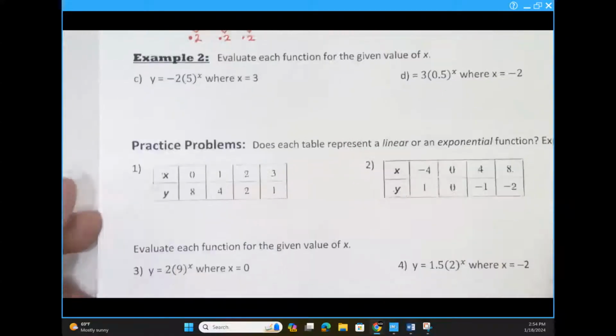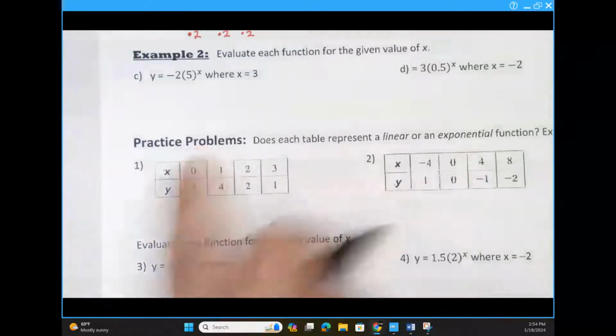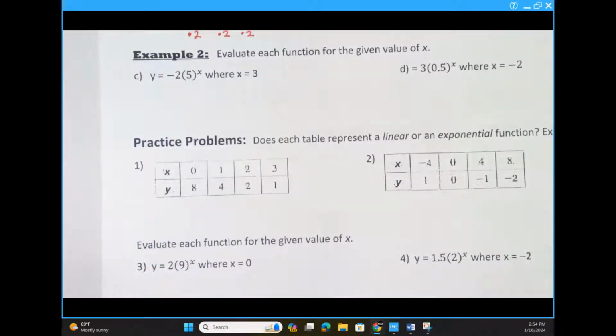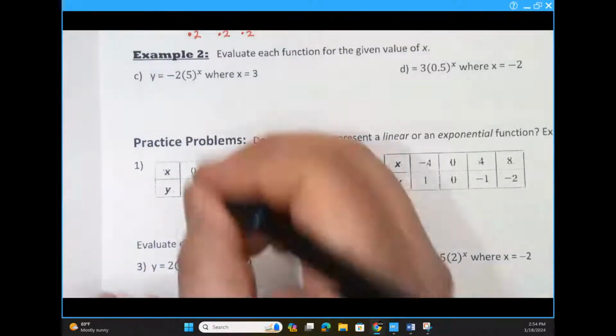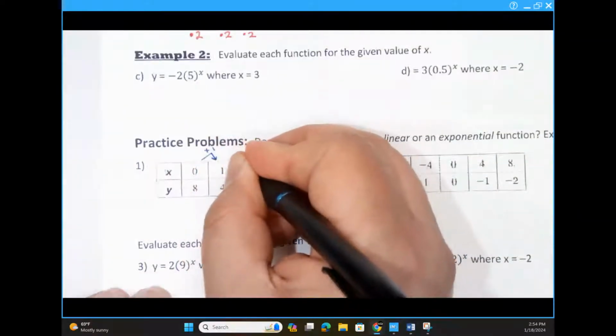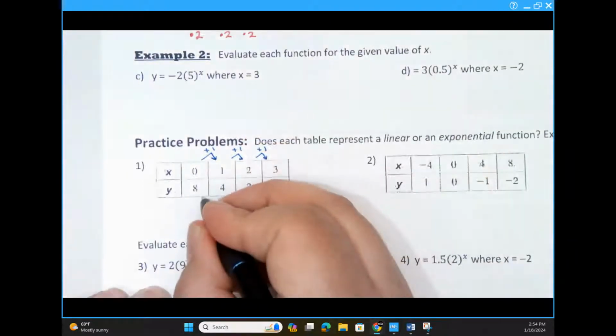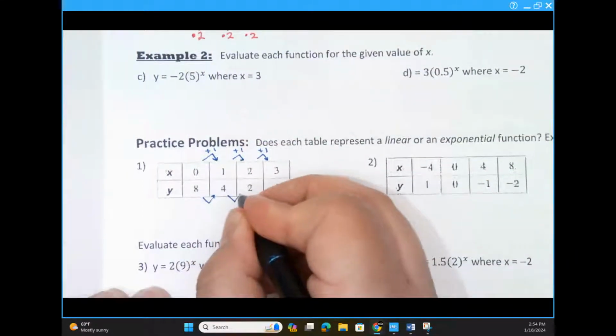Here's the one I do want to talk to you about. This one right here. So I'm going to talk to you about practice problem number 1 because it came up earlier in the other class, so I want to talk to you about it now. When I'm looking at my pattern here, yes, they're going by 1. But then here they're getting smaller as you go along.